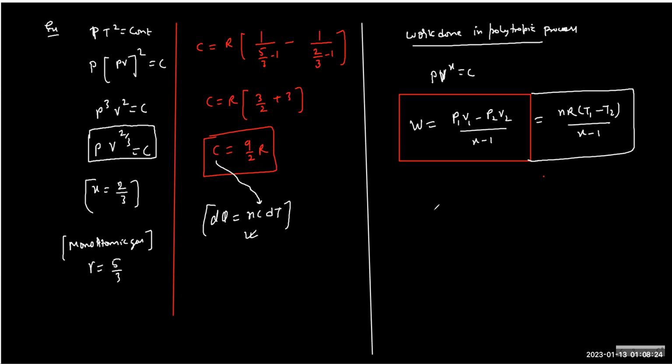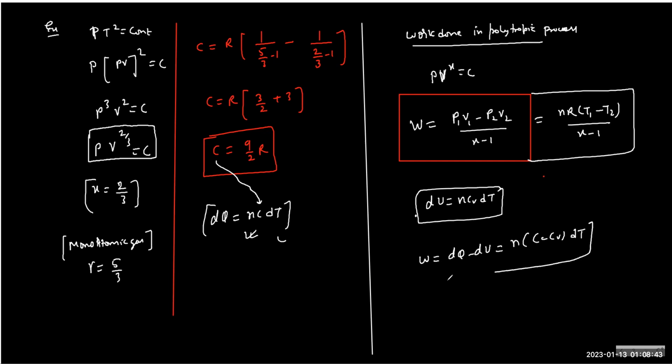In fact, I know everything now. So dU is anyway universal. If you give me dT, I can find dU, and I can use this and this to get work done directly. So we can also write W is always n(C minus Cv) dT. This is the general formula. So for any polytropic process, the work is always n(C minus Cv) into dT. Is this clear? So this is the crucial equation here.